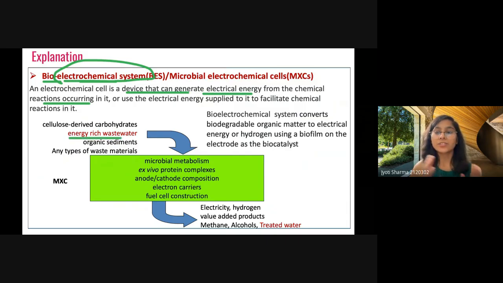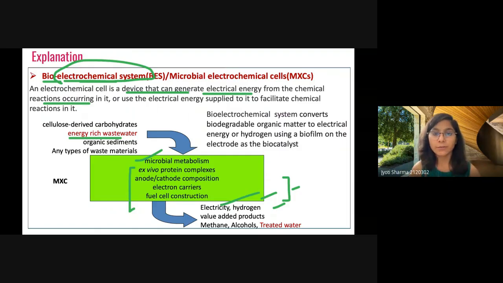We do have energy-rich wastewater, and there we will have some microbial metabolism, and we do have a lot of things. We will read about this, don't worry about this. And then we will have the electricity, hydrogen, and some carbon, so such kind of things will be produced. So this is something about bioelectrochemical system.